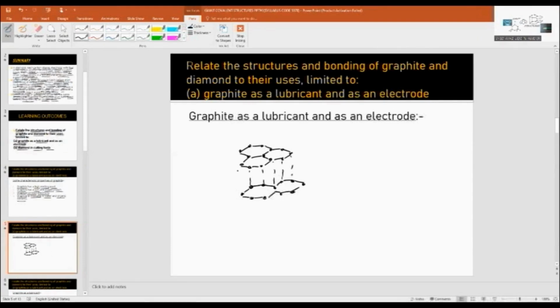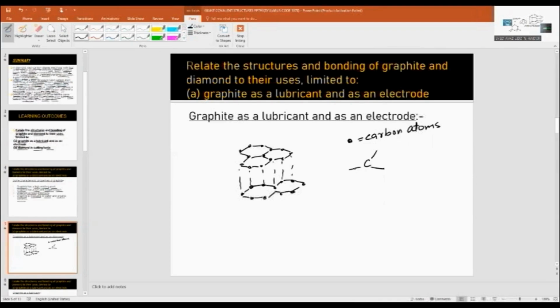This is a small part of the structure. You see here, these are carbon atoms. Let me write carbon atoms. And each carbon is bonded to 3 other carbon atoms in this way.